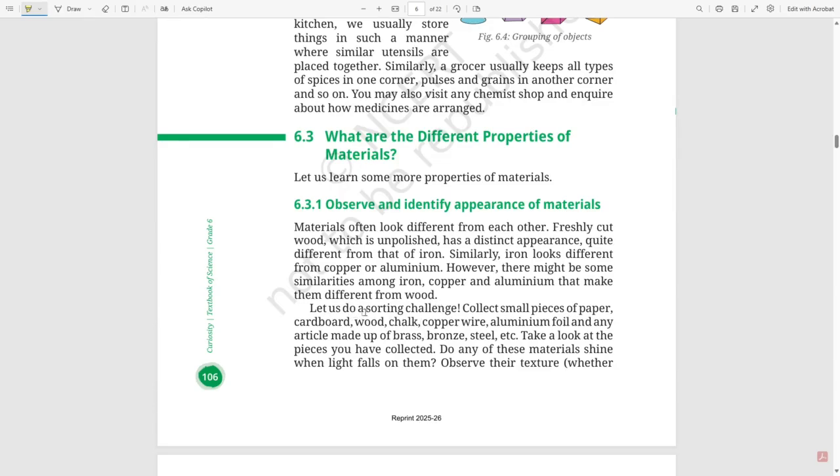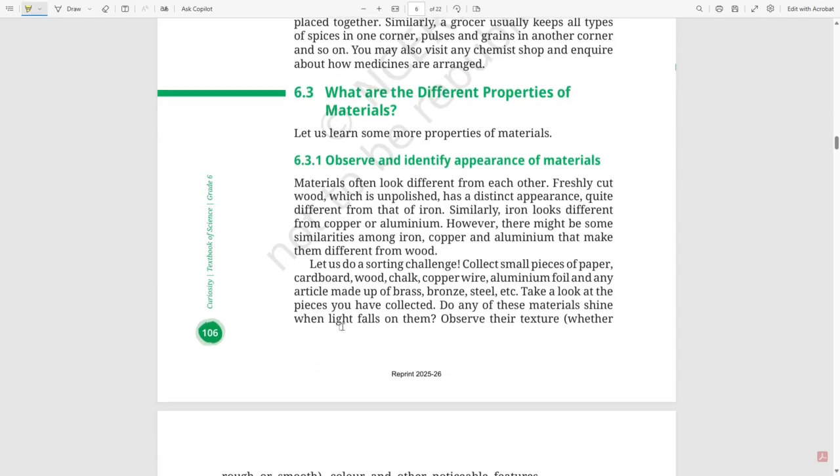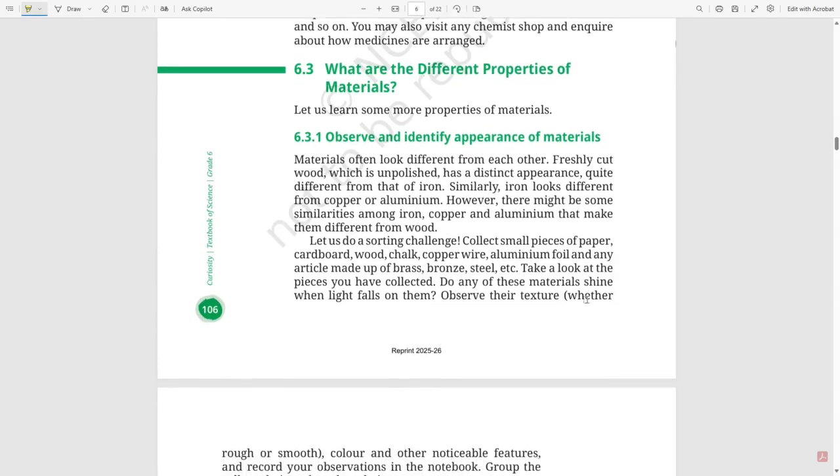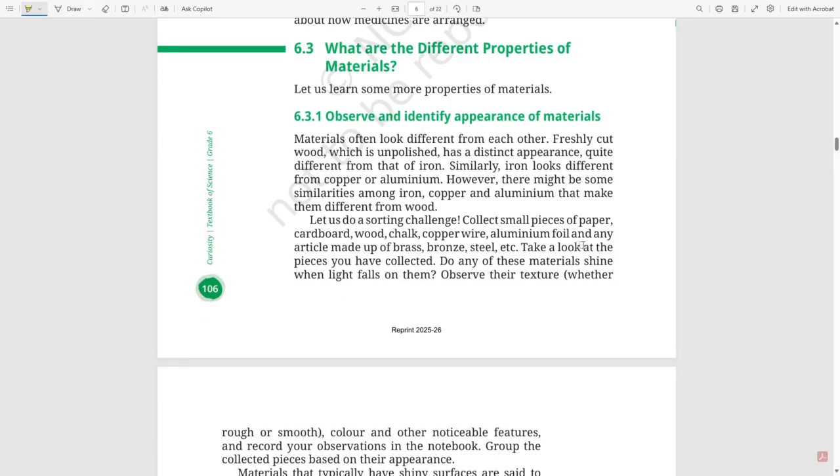Let us do a sorting challenge. Select small pieces of paper, cardboard, wood, chalk, copper wire, aluminum foil, and any article made up of brass, bronze, steel, etc. Take a look at the pieces you have collected. Do any of these materials shine when light falls on them? Okay, this we will do later.